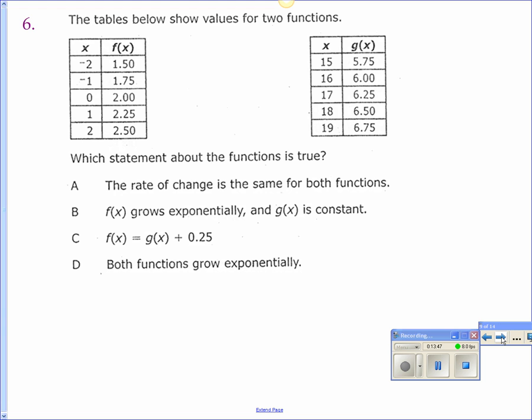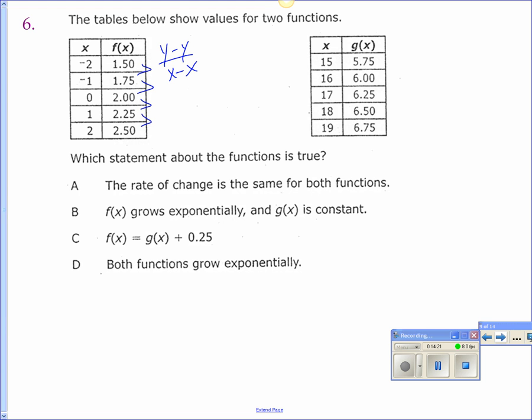All right, number 6. The tables below show values for two functions. Which statement about the functions is true? Okay, so I have no idea what it's asking, so let's read my answer choices to help me figure it out. A says the rate of change is the same for both functions. So to get rate of change, you could do y minus y over x minus x. You could also do what we were doing before, okay?